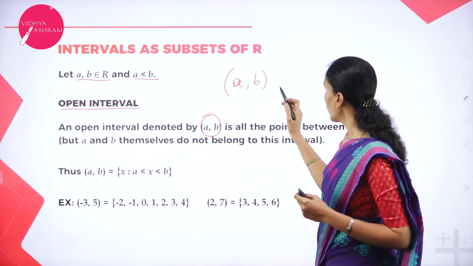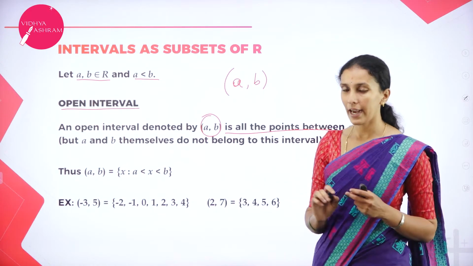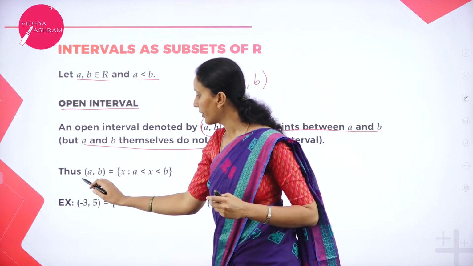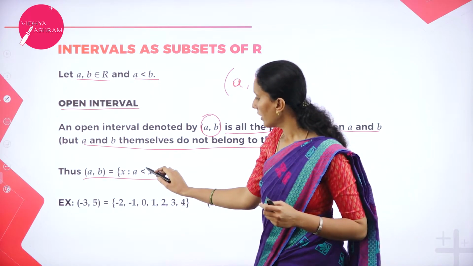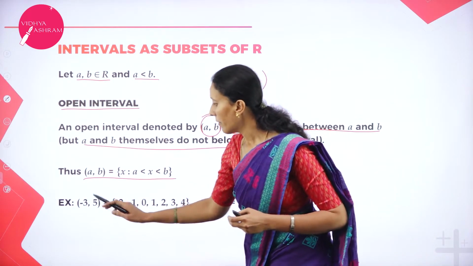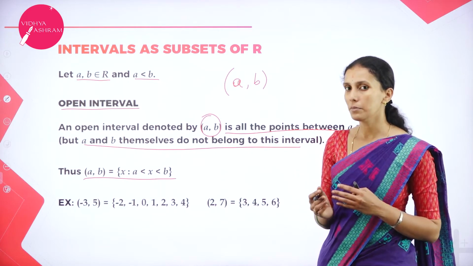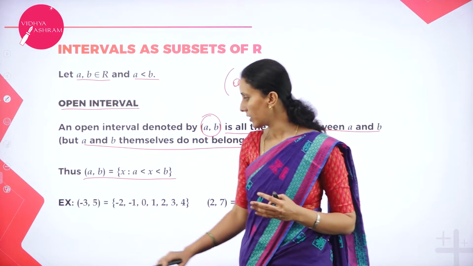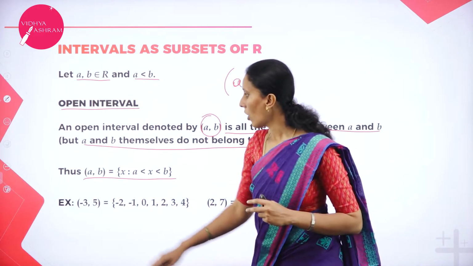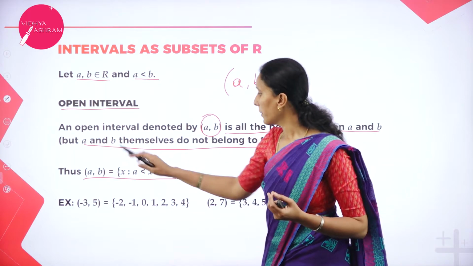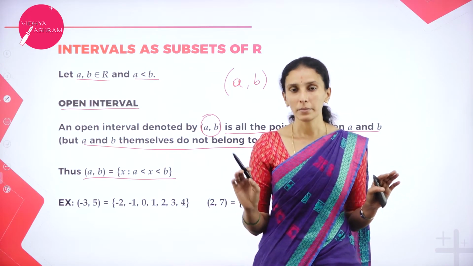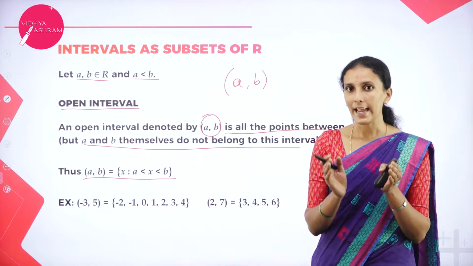So what does this mean? It means it has all the points between a and b, but a and b themselves do not belong to this interval. So how will we write it as a definition? That is (a, b) means it can take all the real numbers between a and b, but not a and b. Here I have taken an example, (-3, 5). So what are the real numbers or any integers we can write from -3 to 5? After -3, we'll get -2, -1, 0, 1, 2, 3, 4. 5 cannot be written because in an open interval, a and b themselves do not belong to the interval. So that means you have to exclude the given numbers and write only the numbers between a and b.